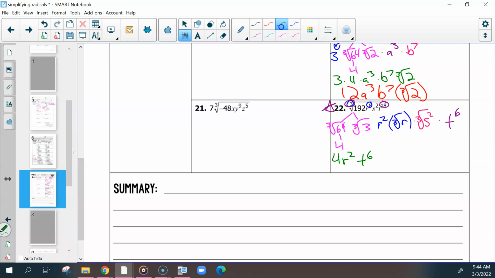On the inside we have the cube root of 3rs squared. I could have written that separately and then we combined it. I just combined it. So everything that's underneath the cube root, the 3, the r, and the s squared, all would come inside. So 4r squared t to the 6th times the cube root of 3rs squared.